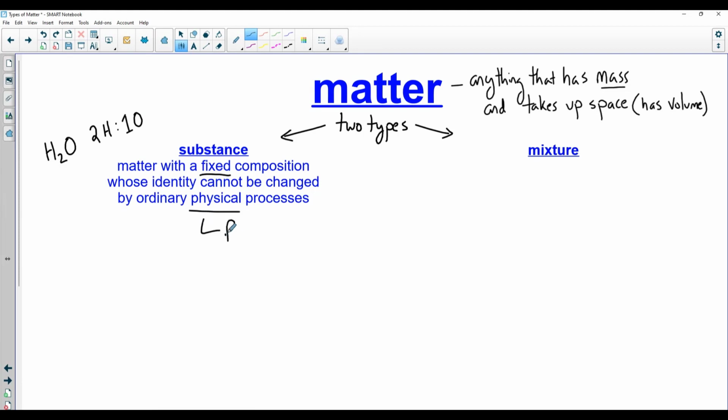So this is stuff like freezing or boiling, or for other physical substances, things like cutting or filtering. None of that would change that fixed composition. I mean, the ratio of atoms just wouldn't change. Now, I'm going to move on a bit, but I want you to put this next part of the notes right underneath where you have substance written. I just need a little more room on the board.